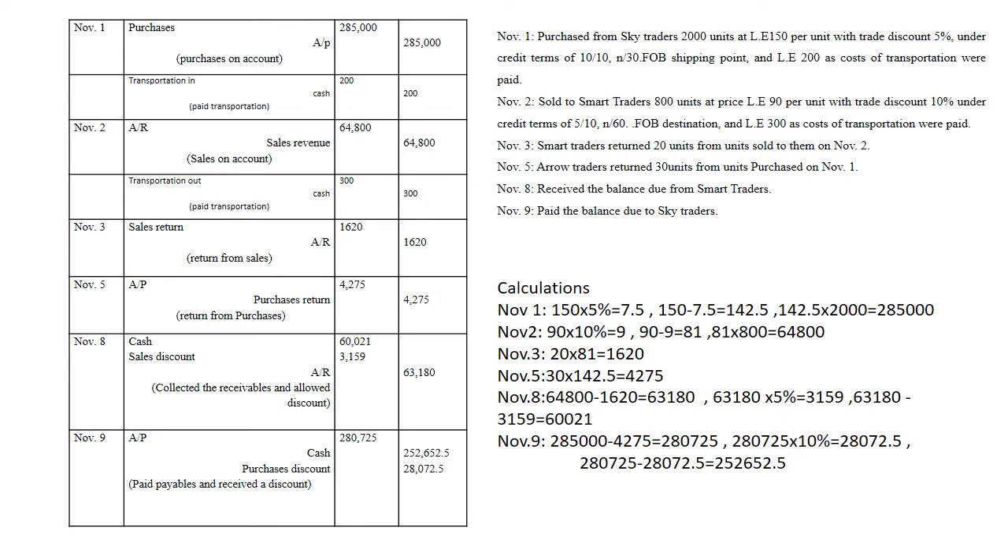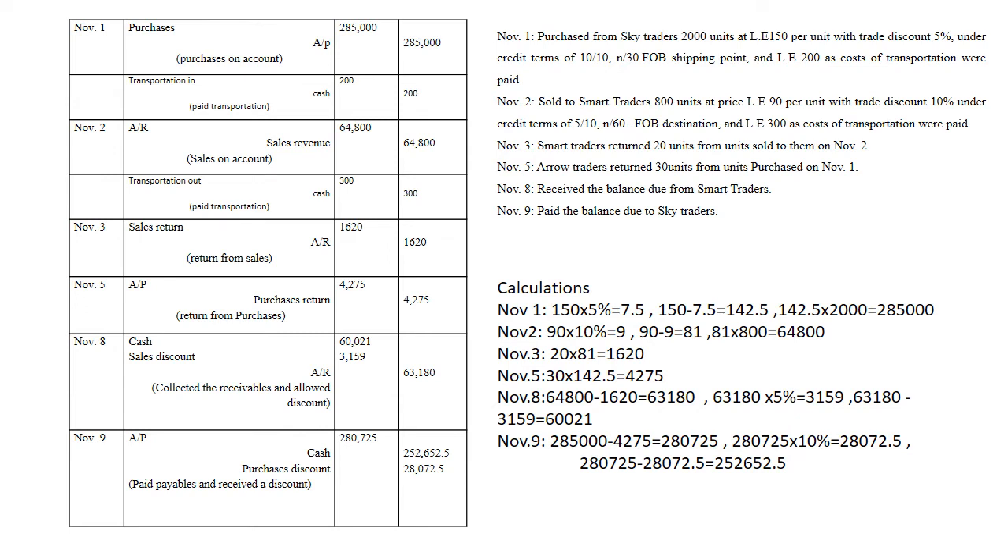Calculate 90 times 10%, it's 9 LE per unit discount. 90 minus 9, then the new price after the discount would be 81. 81 multiplied by number of units sold 800, we get a value of 64,800. We record the sales as debit accounts receivable, credit sales revenue.